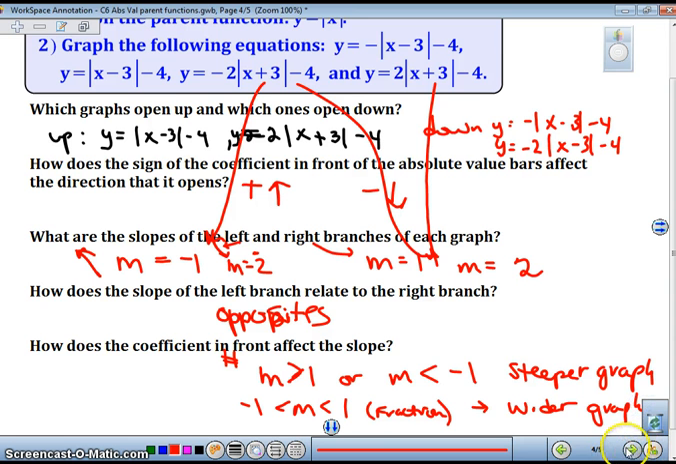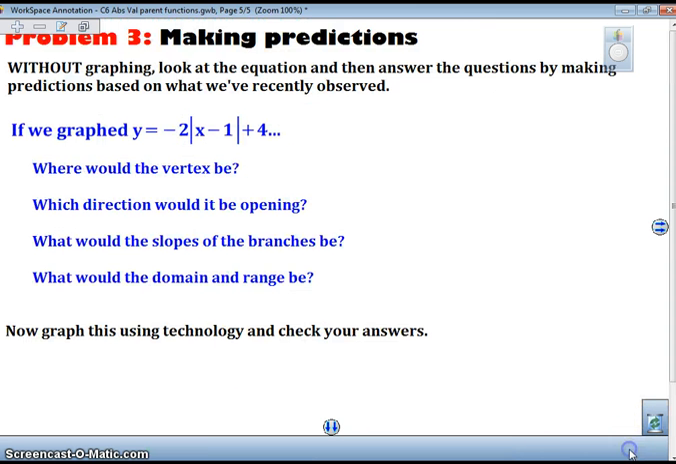When you come to class, we hopefully will have the technology working to have this done. So it says now we want you to make a prediction. Without graphing it, just look at this and try and make a prediction. Where do we think the vertex would be? What direction? What slope should the branch be? And what should the domain and range be? We're going to look at this tomorrow when you come into class and see how you did. Hopefully this made sense.